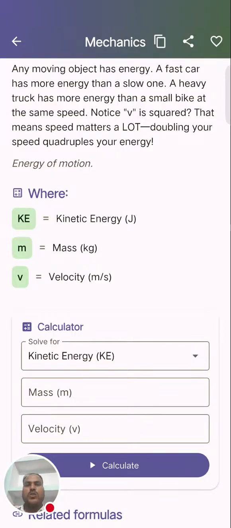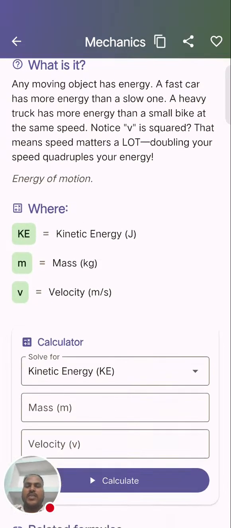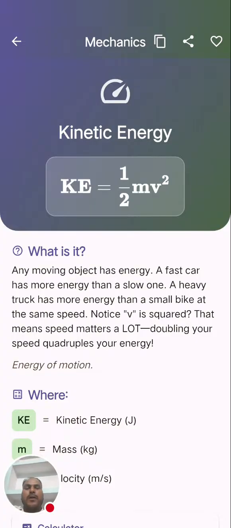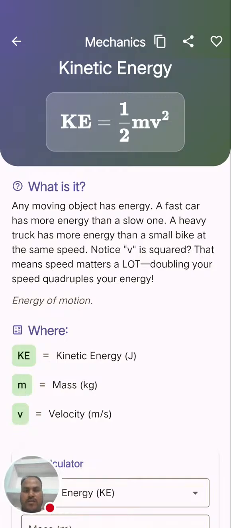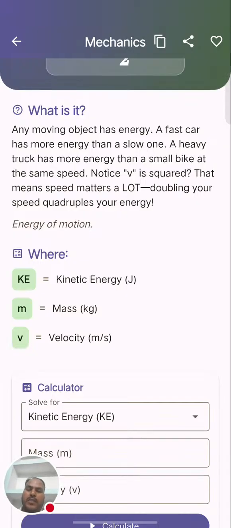So v is squared, where v stands for the velocity. That means speed matters a lot when doubling your speed. So that's why it is written in the kinetic energy formula, half into mv square. Here KE stands for the kinetic energy in joules, M stands for the mass, and v stands for the velocity. What is the SI unit of kinetic energy? The joule. The SI unit of mass is kg, and the SI unit of velocity is meter per second.